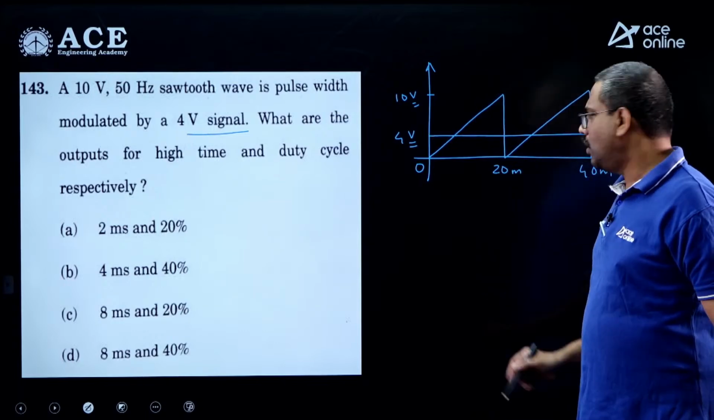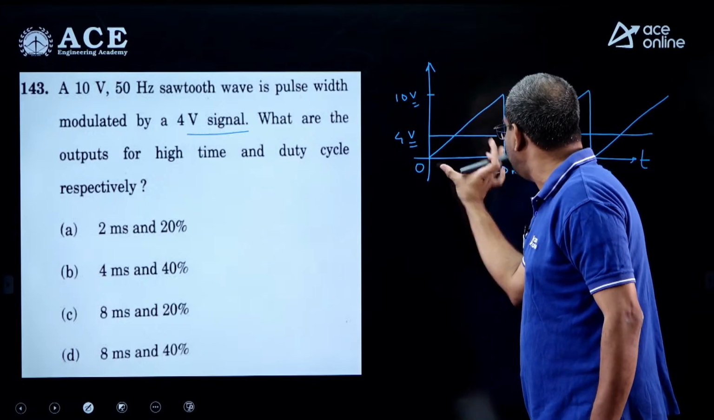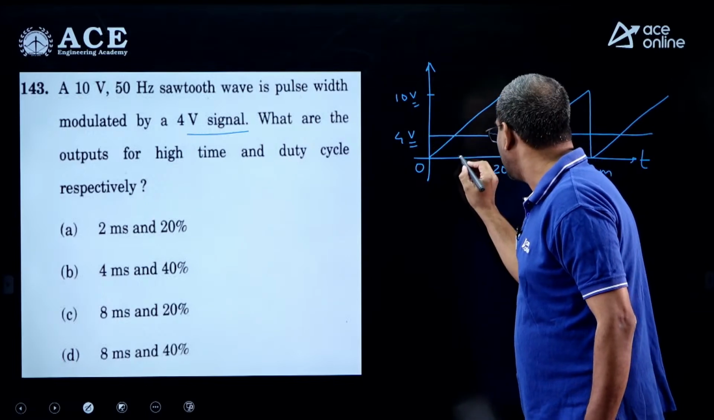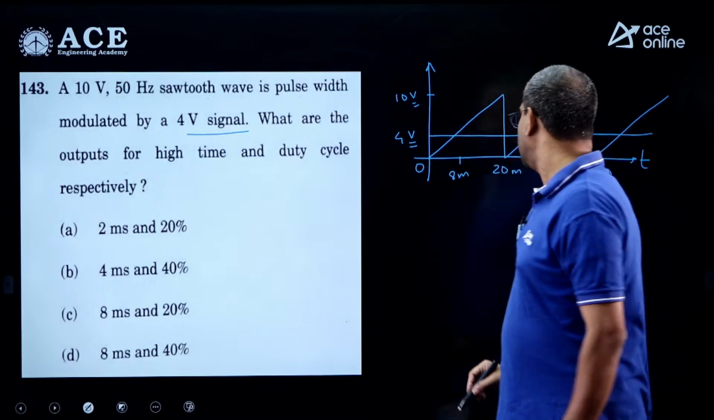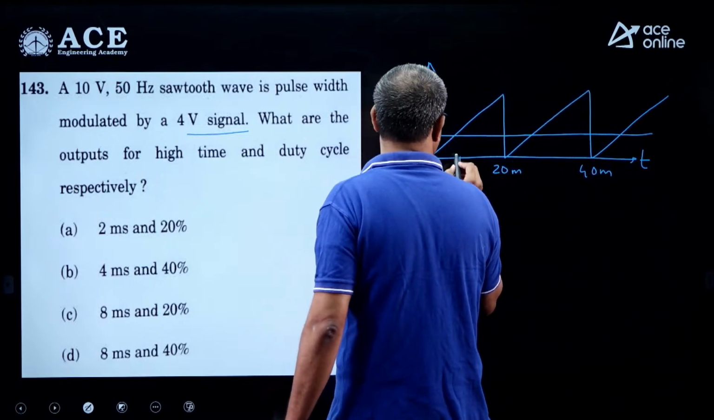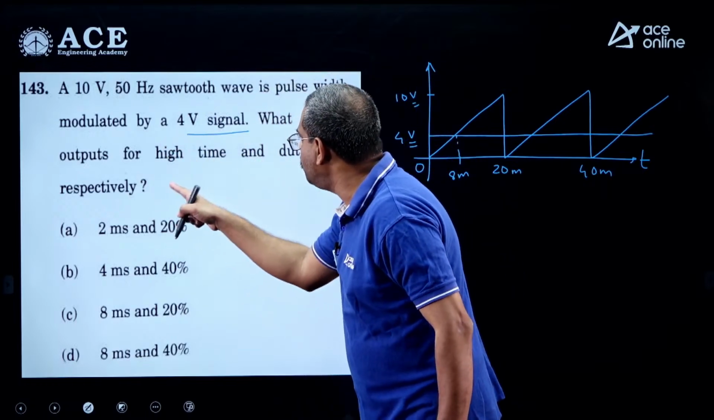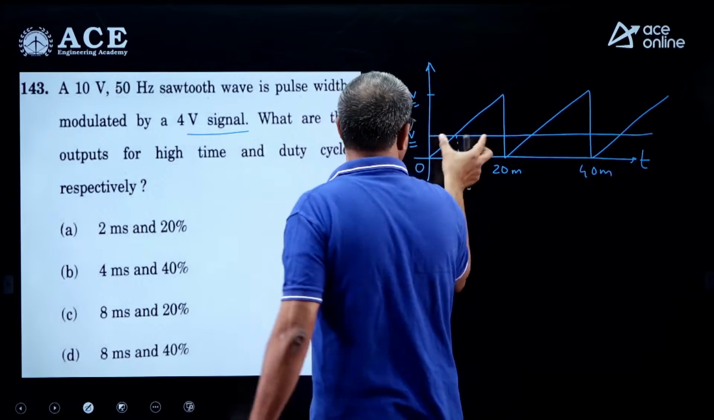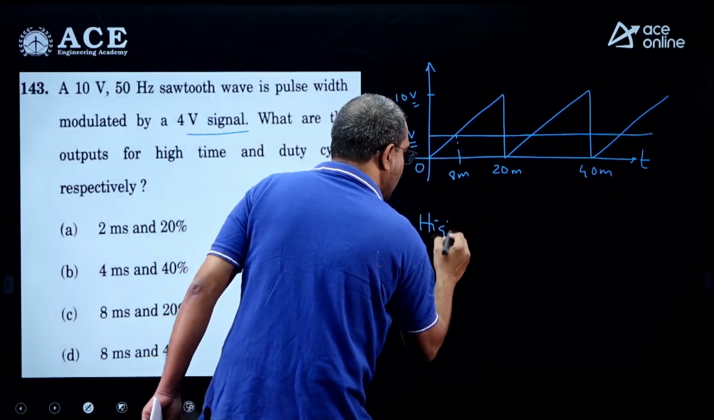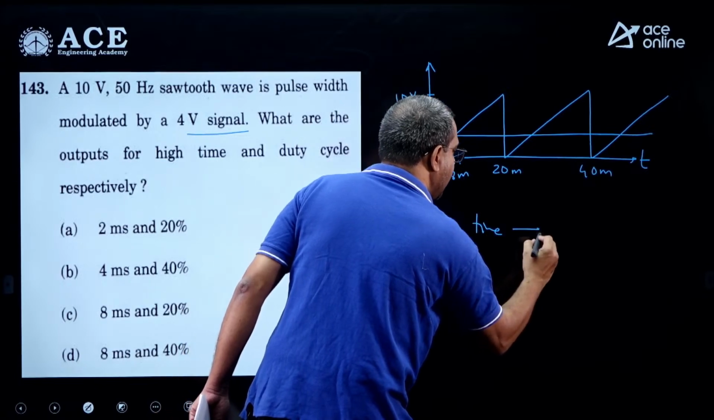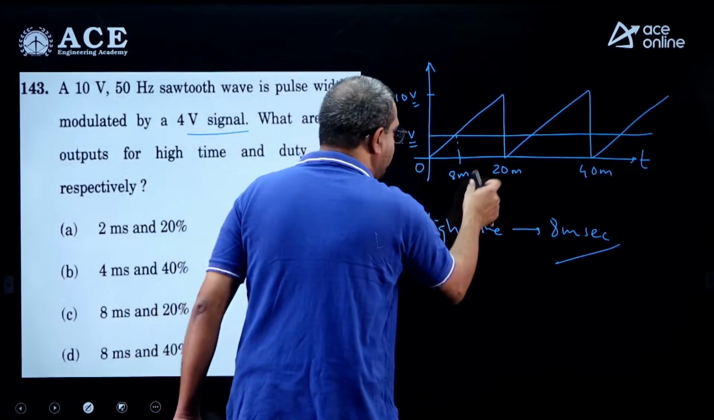Now you know it is a linear function. For 20 milliseconds it goes up to 10 volts. So automatically for 4 volts it will take how much? 8 milliseconds. So first of all, from the question I can write that. What are the outputs of high time? High time will come at what? 8th millisecond. Yes or no? High time will come at the 8th millisecond. That is where the output pulse will come.